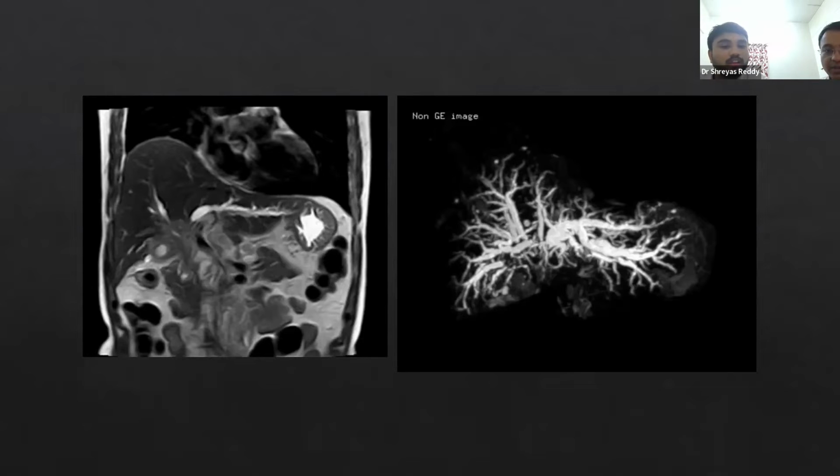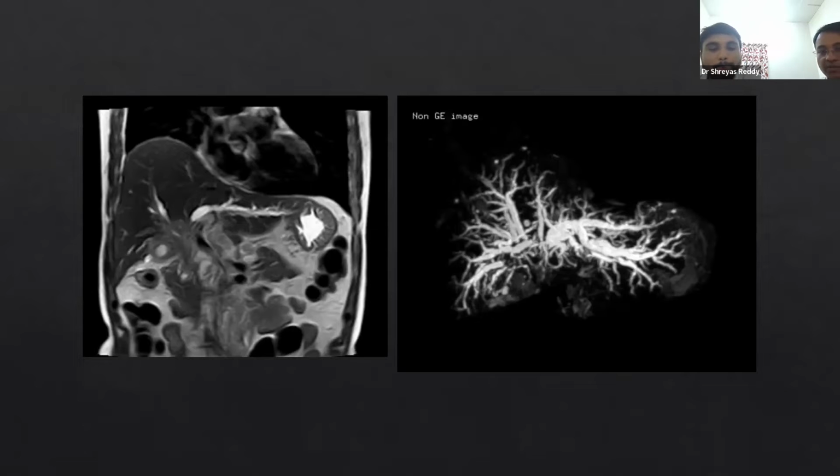How will it be type 1? What are the types of Bismuth-Corlette classification? Type 1 will be involving only the confluence. No, it is far away from the confluence. Yeah, type 1 is, yeah. This would go into type 3 at least, type 3 or type 4, okay? So when there is more involvement of the right side or the left, okay? So the Bismuth-Corlette classification needs to be studied in detail, okay?